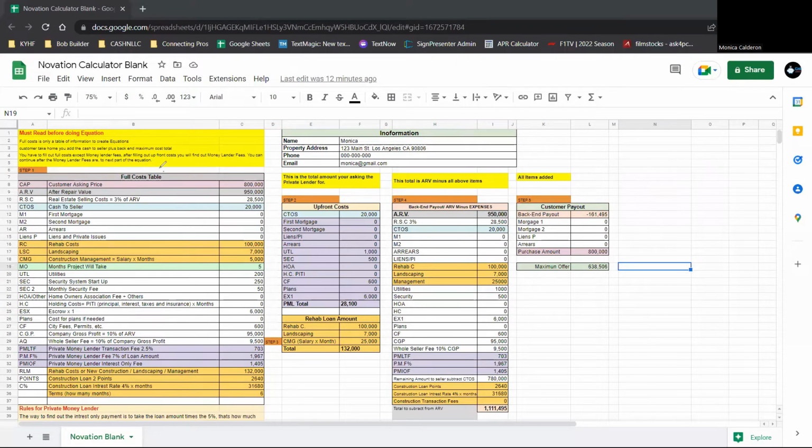Okay, guys, so this is our full cost table. This would be our step 1. Our upfront cost would be our step 2. Our private money and construction loans right here would be our step 3. Our step 4 would be our back-end payout, and our step 5, where we come up with the offer we would give the client.